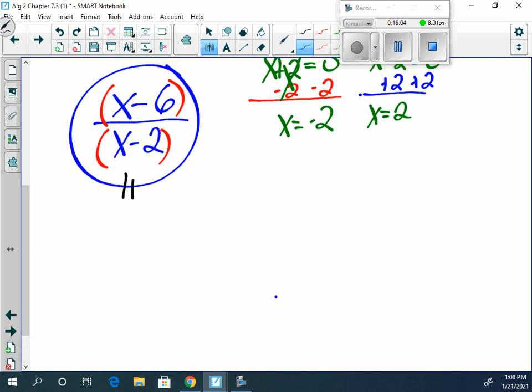Because this here is the exact same as saying x over x minus 2 minus 6 over x minus 2. This is possible because we can break the numerator up, because that's the same thing. When we add or subtract like things, we add the numerators as long as the denominators are the exact same.